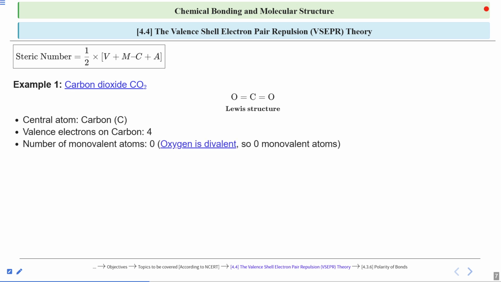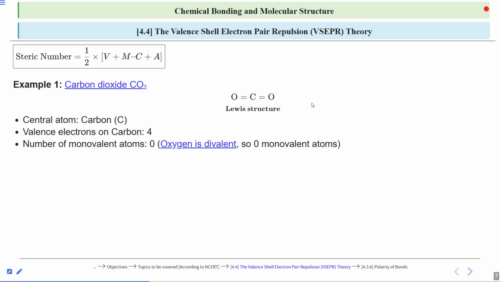Then what is the number of monovalent atoms? Why are we saying that the number of monovalent atoms is 0? It means there is no surrounding atom that has a valency of 1. Because we know very well that the electronic configuration of oxygen clearly depicts that it needs 2 more electrons to complete its octet, right? So it has a valency of 2. Therefore, the number of monovalent atoms will be 0. I would suggest you think of atoms which have a monovalency. There are many examples of it.